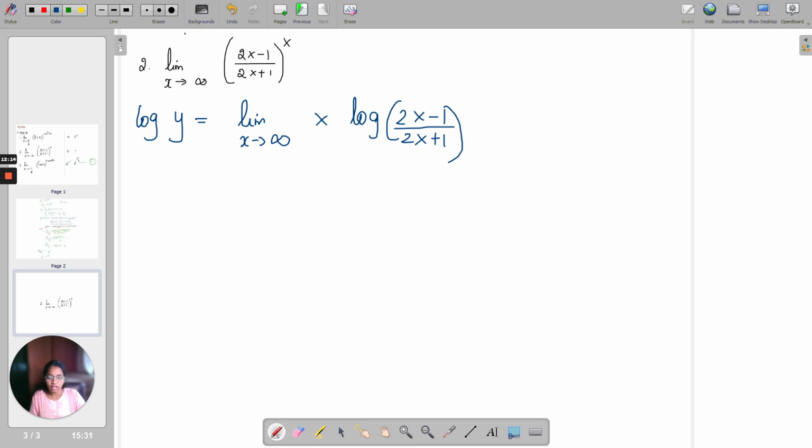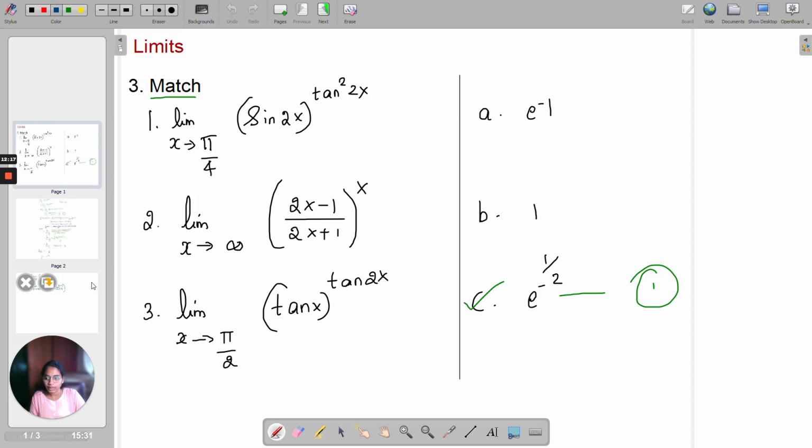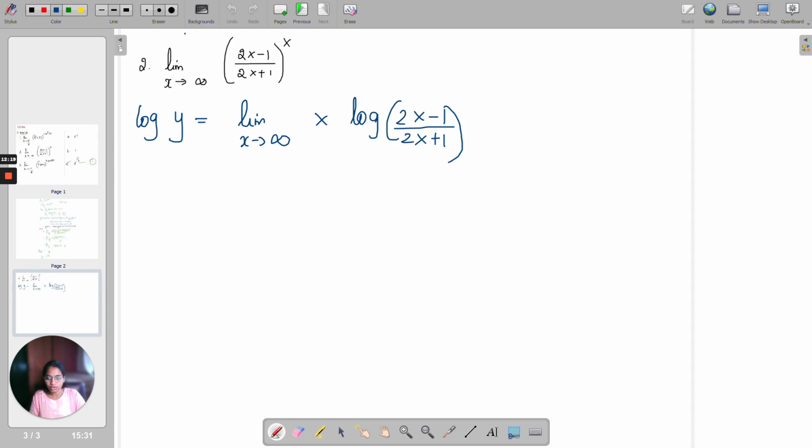Okay. So now, you see, after applying the limits, what would we get? We would get infinity into, this is log infinity. Yes. So yes, you see here, if you apply the limits, what would you get? You would get infinity because you have a x here.